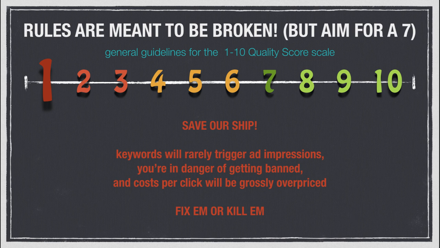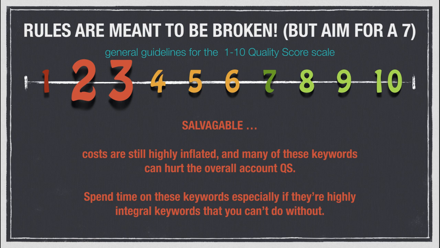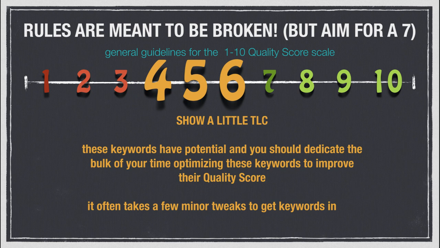Keywords in the 2 to 3 range are still bad, but they're salvageable in many cases. Costs are still significantly overpriced, and having a lot of keywords with 2 to 3 quality scores can hurt the overall quality score of the account. Spend time on these keywords, especially if they're highly integral keywords that you can't do without. It's not at all uncommon to see a lot of 4s, 5s, and 6s, especially during the first few months of a new account. You're not significantly overpaying, and you're not in any danger of being penalized. These keywords have real potential, and you should dedicate the bulk of your time optimizing them to improve their quality score. It often takes a few minor tweaks to get these keywords back on track.